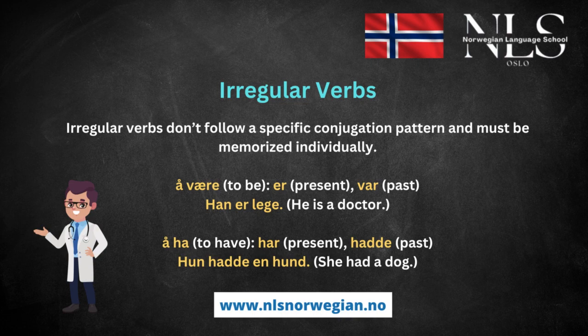Å ha, to have. Har, present tense. Hadde, past tense. Example sentence. Hun hadde en hund. She had a dog. It's essential to practice using irregular verbs to become more comfortable with their unique conjugation patterns.